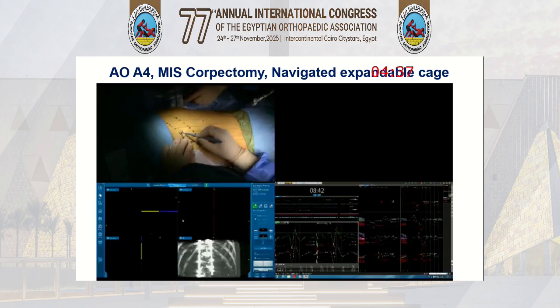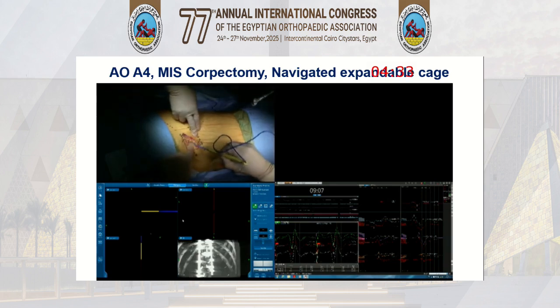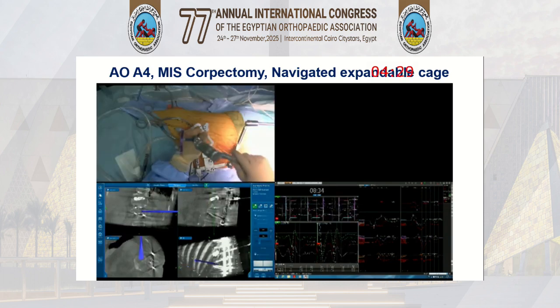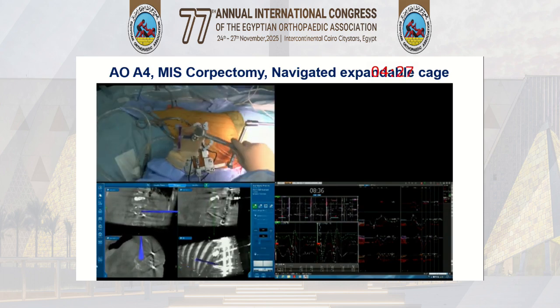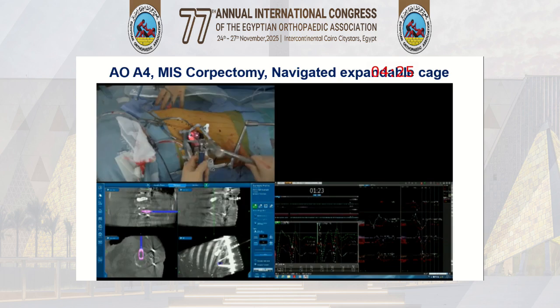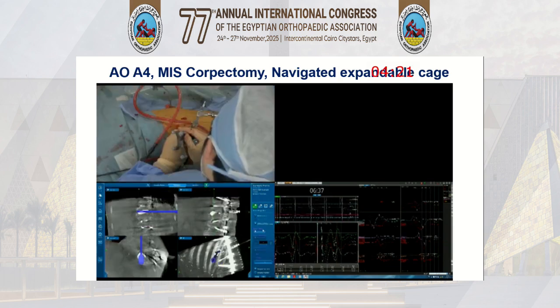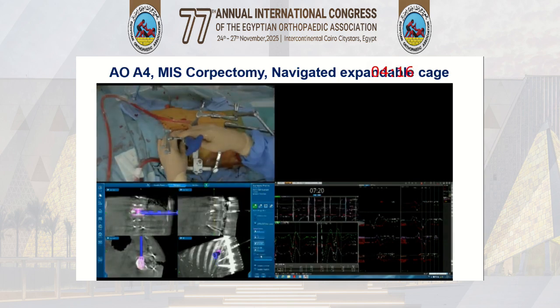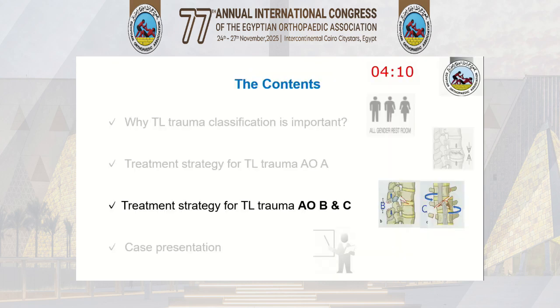Just a 5 centimeter small skin incision, and then remove the rib. I always use navigation, and then a navigated instrument to put in a cage. Nowadays, the expandable cage is also navigated like this. And I already use neuromonitoring for sure.